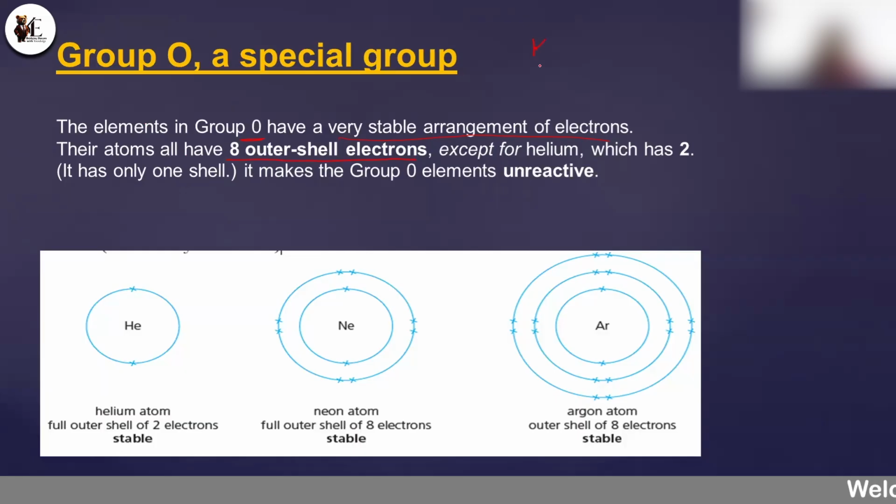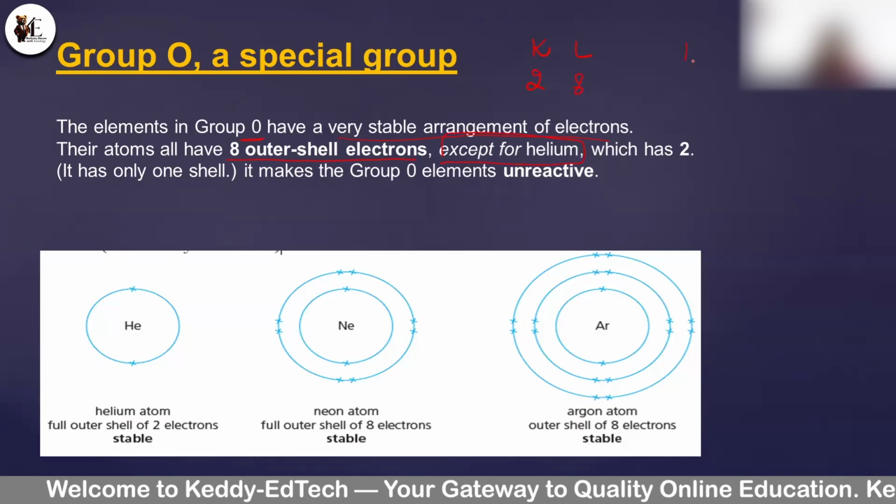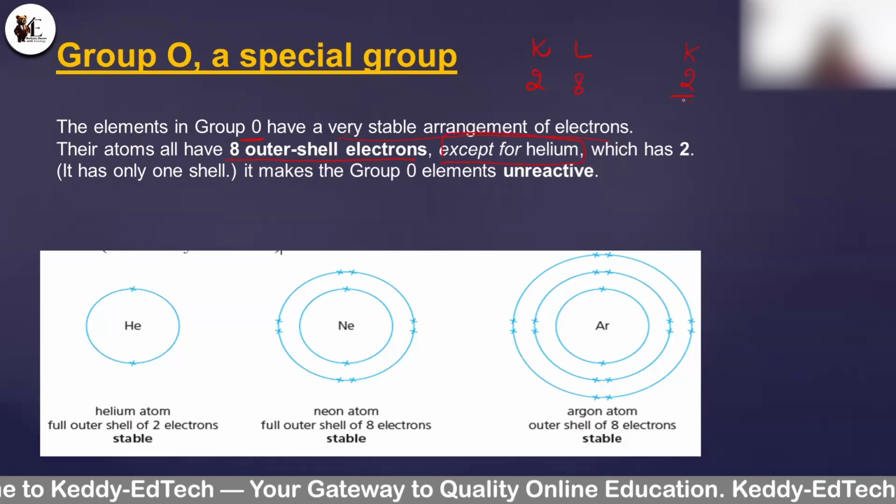Remember I told you that in the K shell, 2 electrons can fill. In the L shell, you can fill 8 electrons. So 8 electrons are filled, and that's why it is stable. Except for helium. In helium, the atomic number is 2 only. So only 2 electrons are filled in the first shell in the helium case.